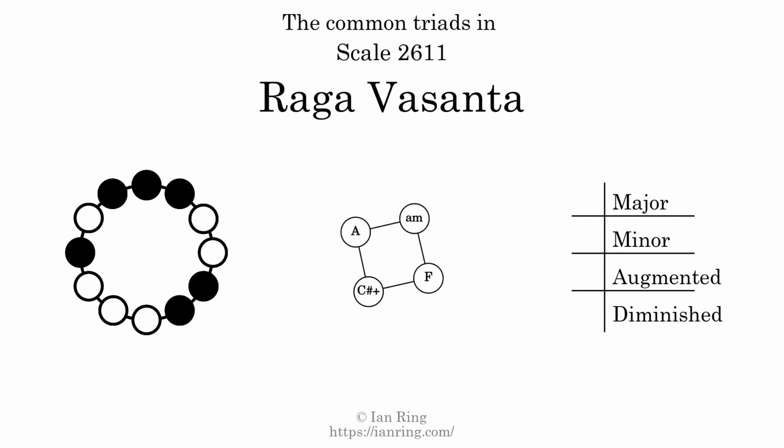The diagram in the center is a graph of parsimonious voice leading between triads. There are 2 major triads. There is 1 minor triad. There is 1 augmented triad. There are no diminished triads. Here is a Hamiltonian path of parsimonious voice leading that uses all the triads.